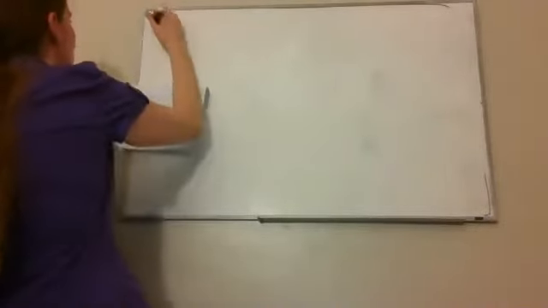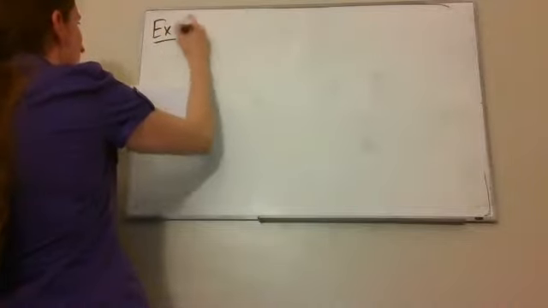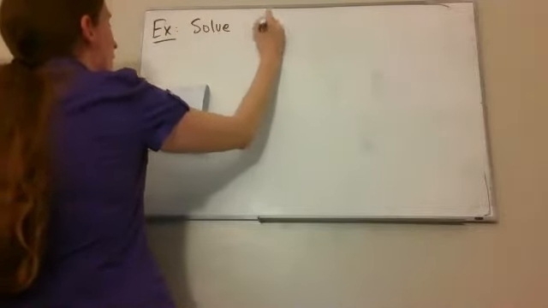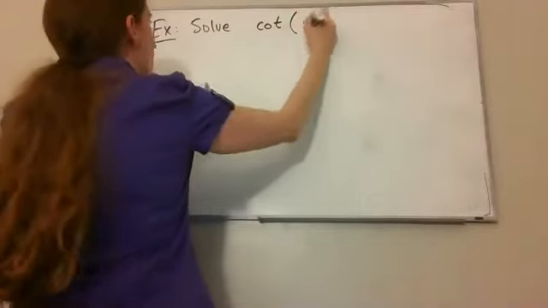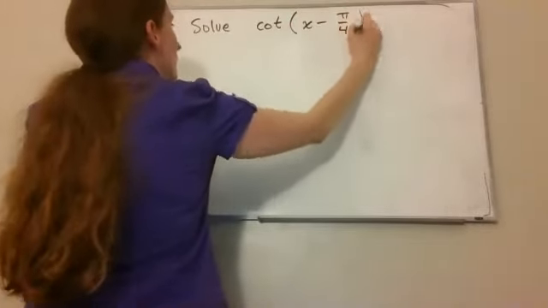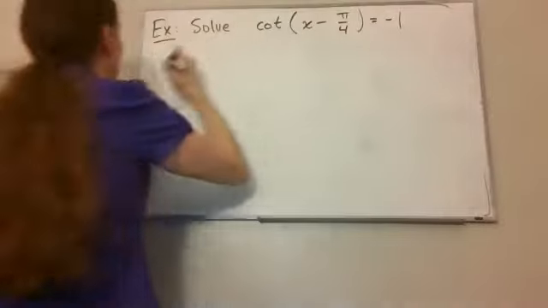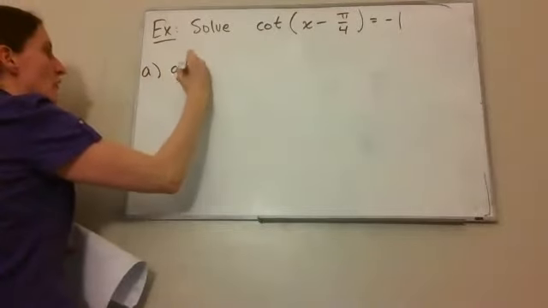Well, let's do another one. Solve cotangent of x minus pi over 4 equals -1. And we're going to start with a general solution.